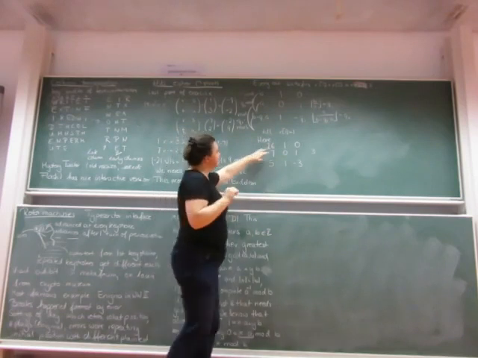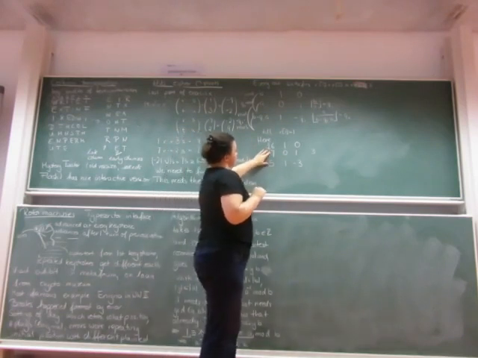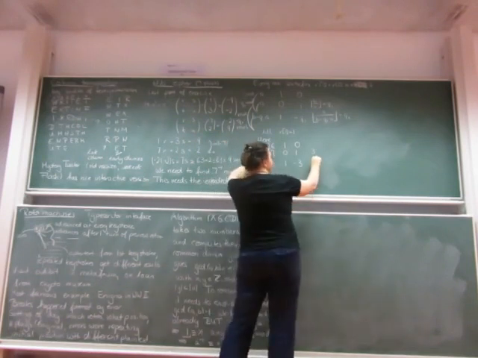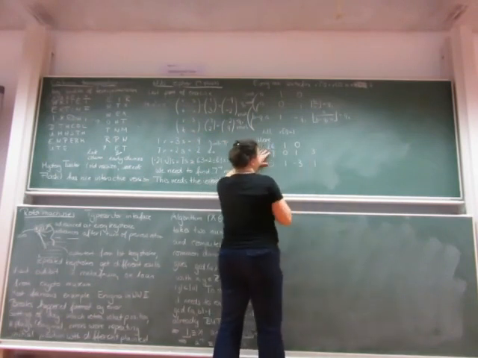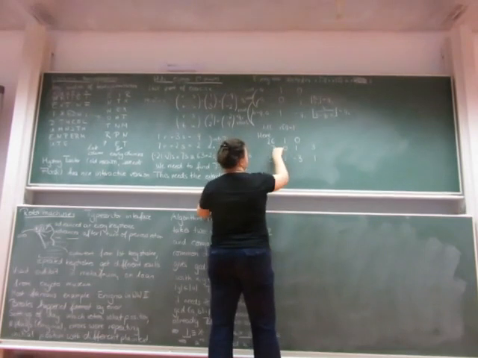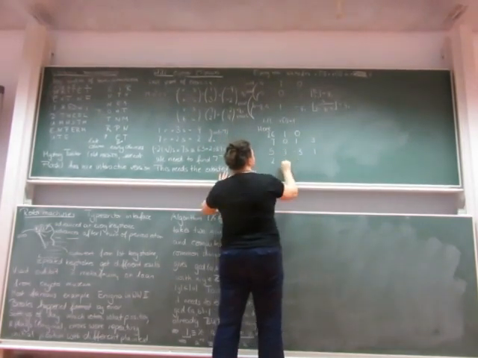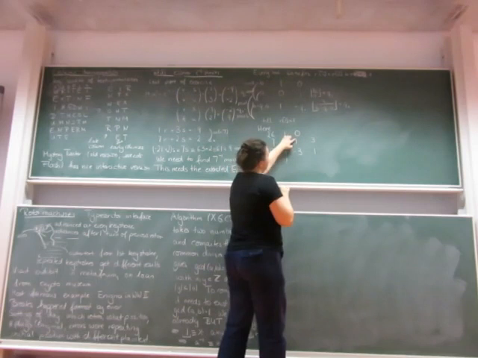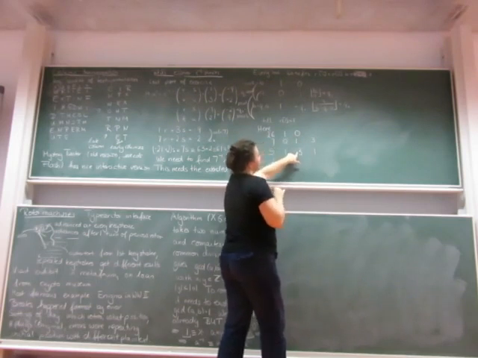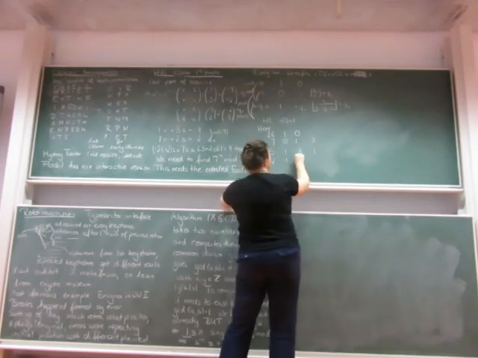Next step, 7 divided by 5 is 1 comma something, so let's round it down to 1. 7 minus 1 times 5 is 2. 1 minus minus 1 is minus 1. 0 minus minus 1. 1 minus 1 times minus 3 is plus 3, so we get a 4 here.